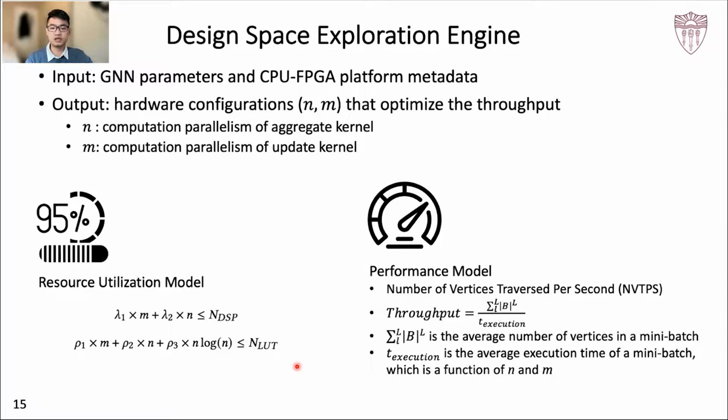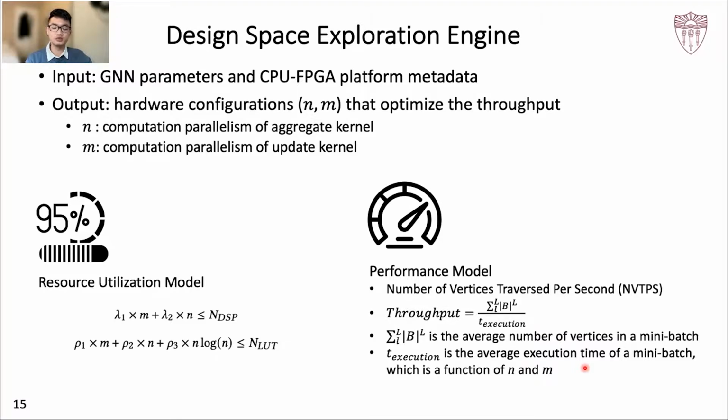The second component is the performance model. We evaluate our performance using throughput, and we define the throughput as the number of vertices traversed per second. The denominator, time of execution, is the average execution time of a mini batch. And you can imagine it is a function of N and M, because when more parallelism is implemented, you can expect the throughput to become higher.